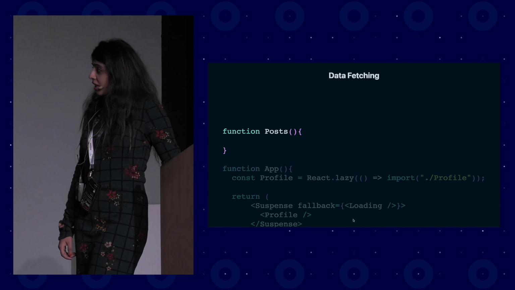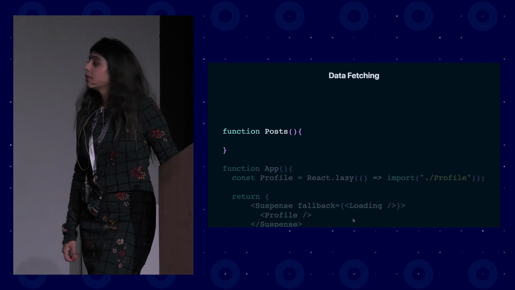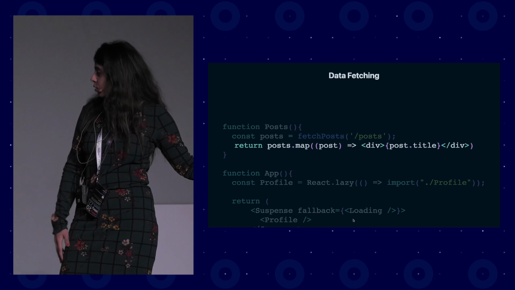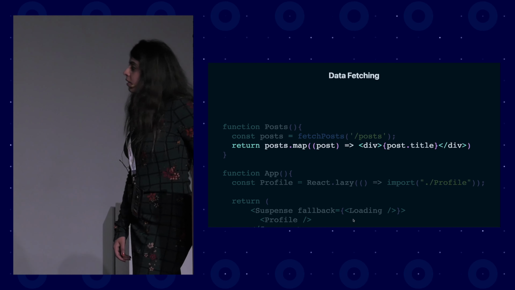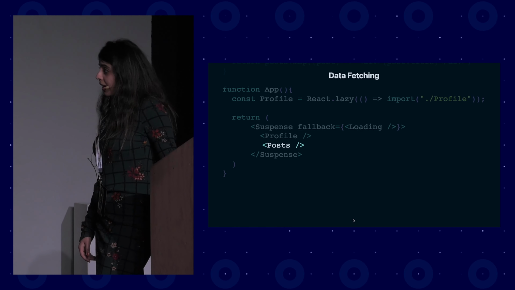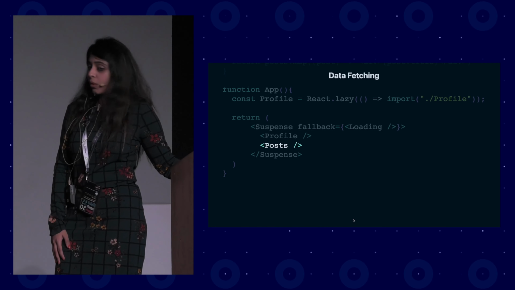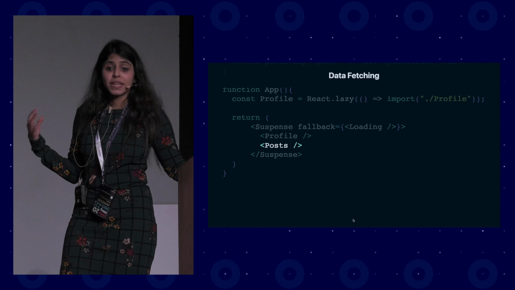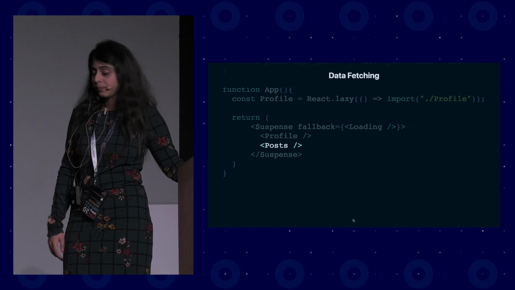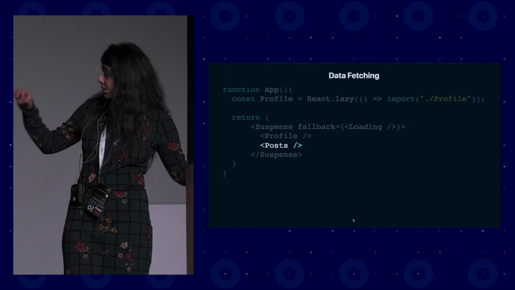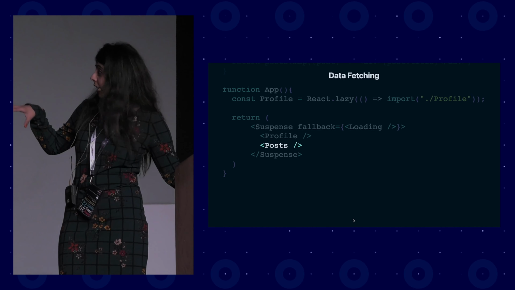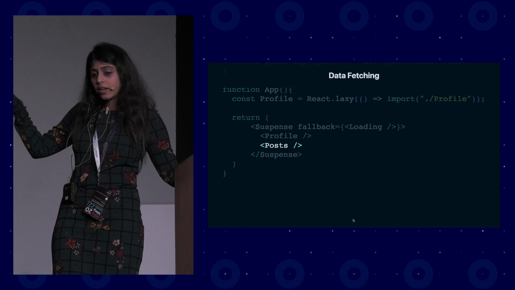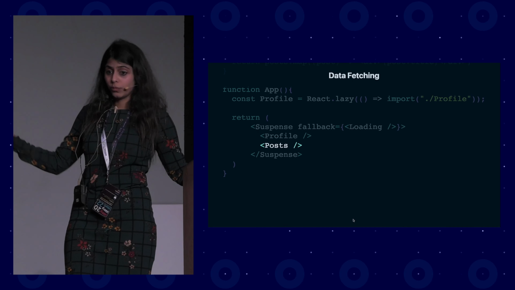So with data fetching, let's say we have a post component which fetches a couple of posts, goes through the posts and displays the list of posts. Now we import this inside our Suspense. So what it does is that till the posts are ready to be displayed, my Suspense will show the loading component. Now here, because both the profile and posts are inside this parent Suspense component, till both of them are ready, Suspense will show a fallback.